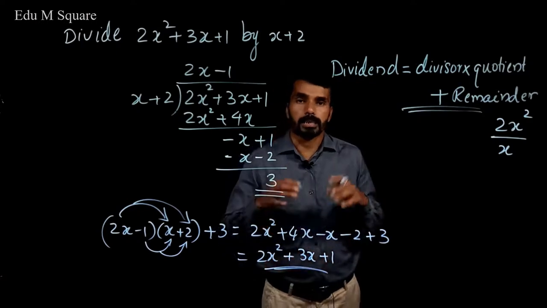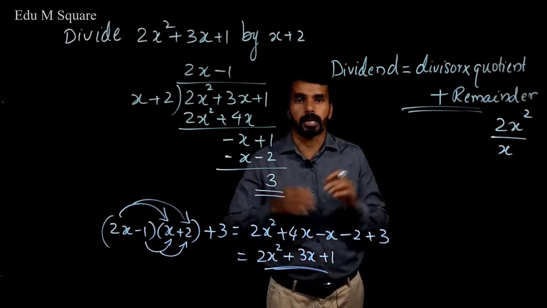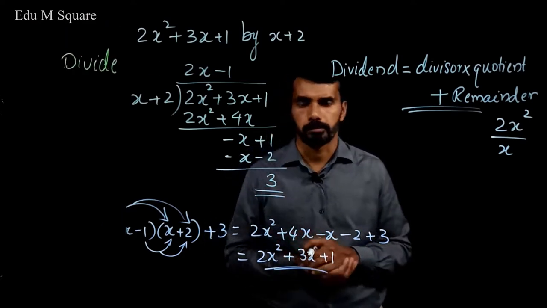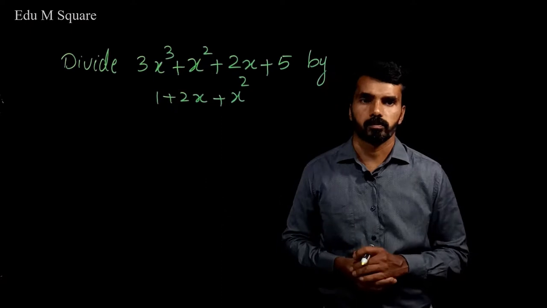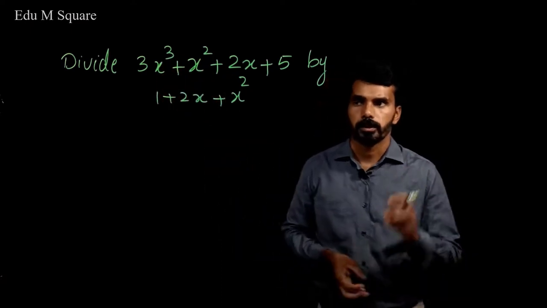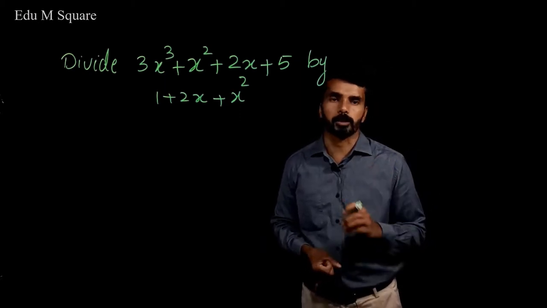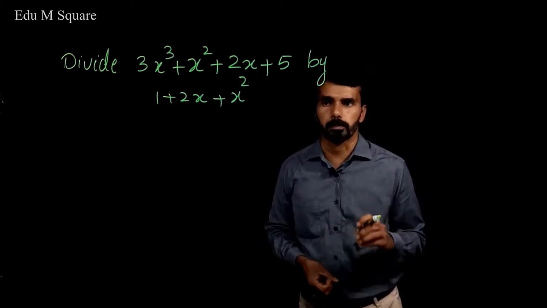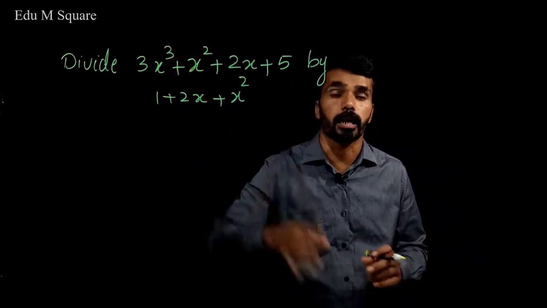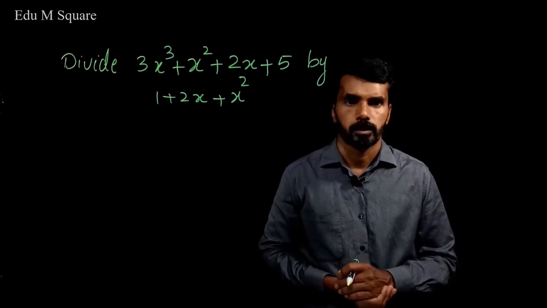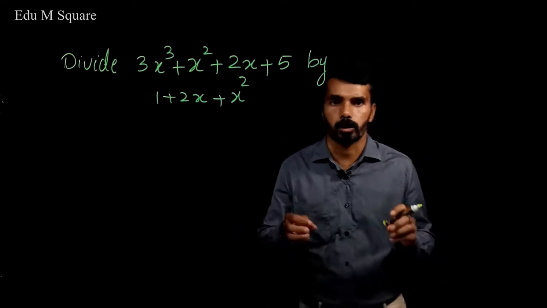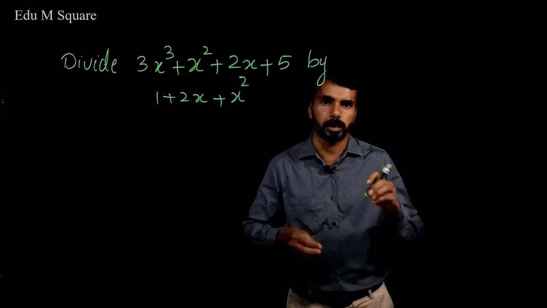Okay, now let us extend this to divide a polynomial by a quadratic polynomial. So let us consider one example. We have to divide this cubic polynomial, that is 3x cubed plus x square plus 2x plus 5 by 1 plus 2x plus x square. We have to divide a cubic polynomial by a quadratic polynomial. So let us discuss the steps of the division of this cubic polynomial by a quadratic polynomial in detail.